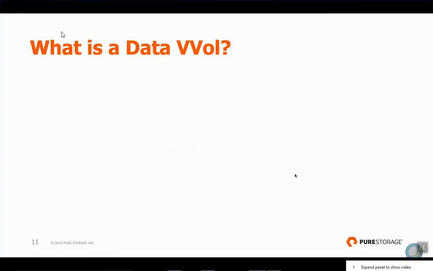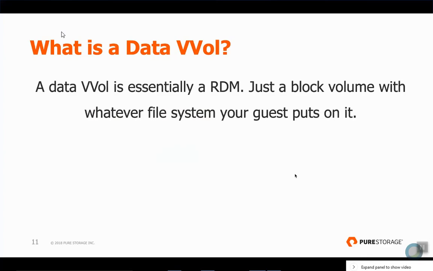Okay. So in a data VVol, I know that's a bad word, RDMs, but it basically is an RDM. It basically is a volume that your operating system has complete control over, right? Whatever operating system, whatever file system you put on that LUN, that is what that volume is. It's just a block volume. Whatever your guest puts on it, there is no VMFS encapsulation around it. There's no header. There's no trailer on it. It is basically a raw device map.